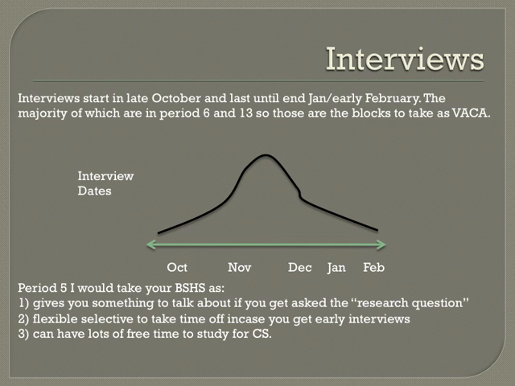So period 1 through 4, as we talked about, those are kind of your away rotation times. Period 6 and 13, that's your interview time to take as vacation. So what do you take as period 5? I really recommend taking that BSHS elective or selective.